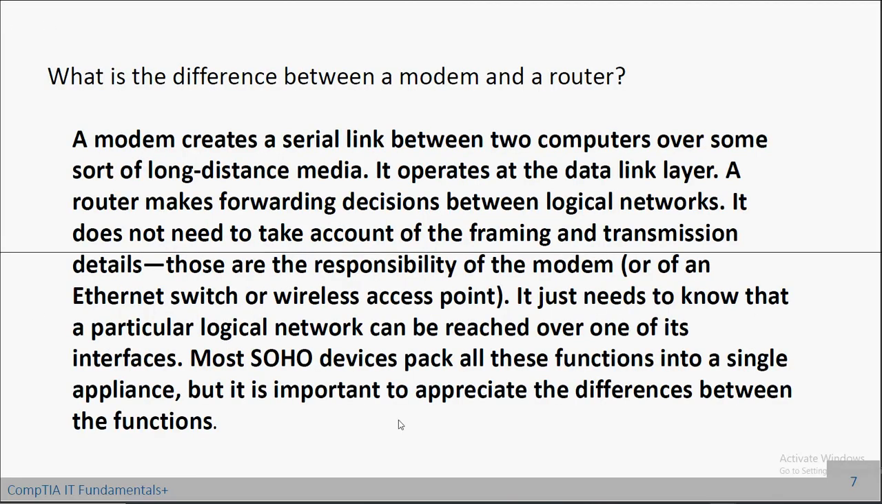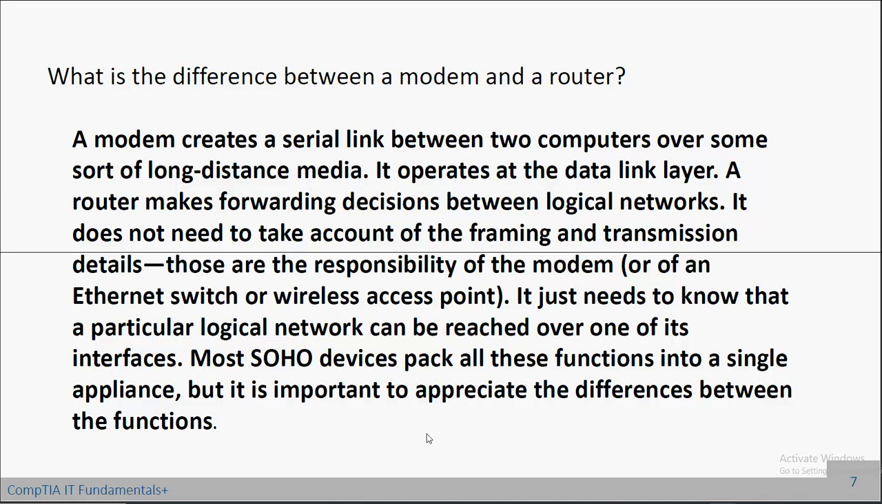What is the difference between a modem and a router? Modems are very rarely used nowadays. So basically a router is the way to go. But a modem basically creates a serial link between two computers over some sort of long distance media. It operates at the data link layer. A router makes forwarding decisions between logical networks, and it does not need to account for framing and transmission details, that kind of stuff.